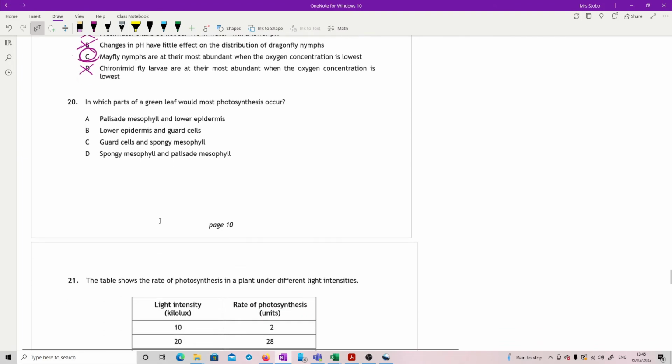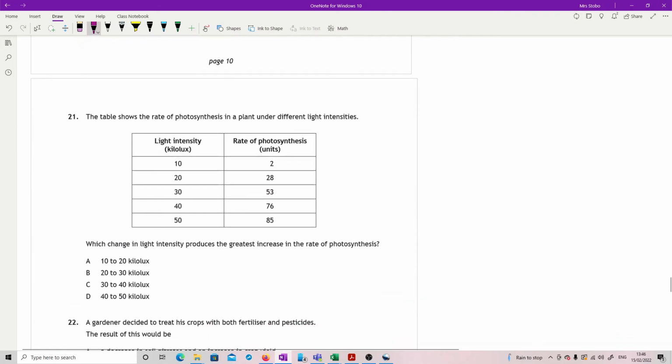Okay, question 20. In which parts of a green leaf would most photosynthesis occur? You just need to know all these layers. So the lower and upper epidermis don't have chlorophyll, or chloroplasts, so they're nothing involved with this at all. And our top set is our palisade mesophyll, and then under that we've got spongy mesophyll. They're your big hitters in terms of photosynthesis.